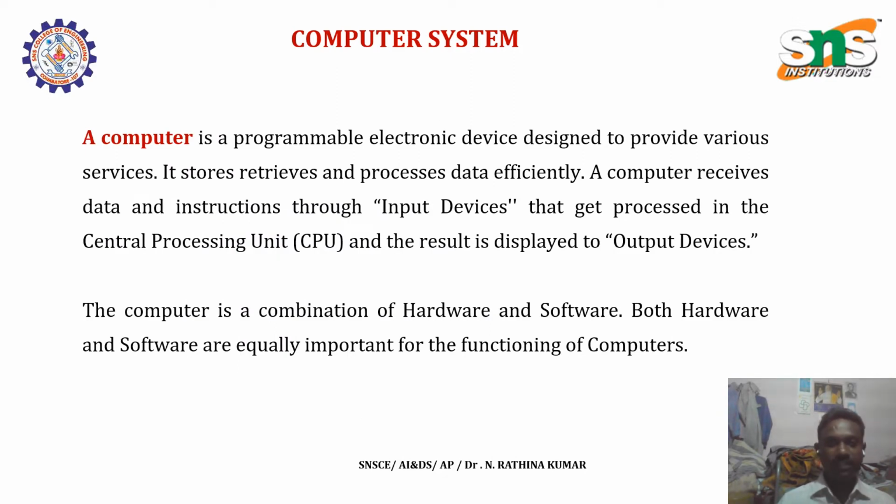In our next slide, we are going to see what is meant by a computer. A computer is a programmable electronic device designed to perform various services. How does it perform services? For example, a computer receives data and instructions through an input device, processes them using a central processing unit, and the result is displayed on the output devices. In general, a computer is a combination of both hardware and software. Both hardware and software are equally important for the successful functioning of a computer.